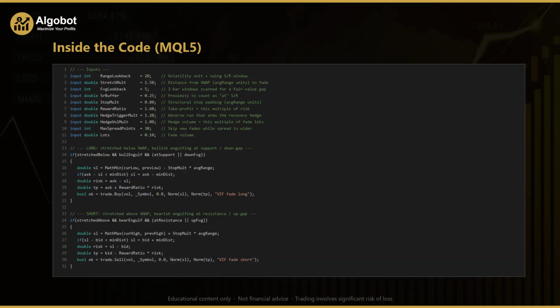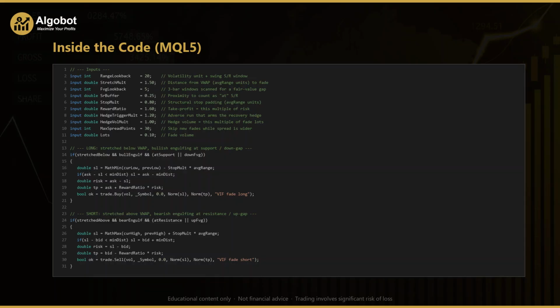Stretch multiple, at 1.5, controls how far price must travel from VWAP. Reward ratio, at 1.6, sets the take profit relative to risk, and hedge trigger multiple, at 1.2, decides when the recovery hedge arms. Now look at the long block.